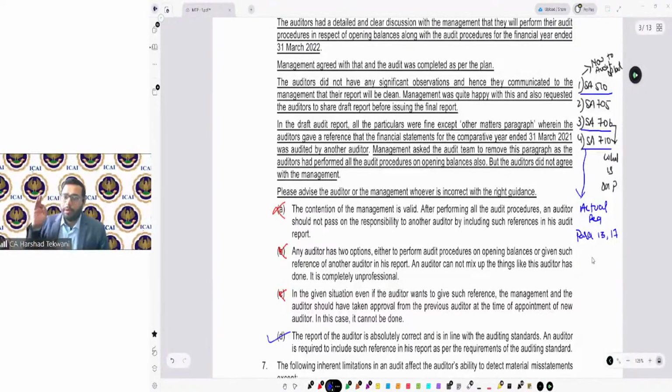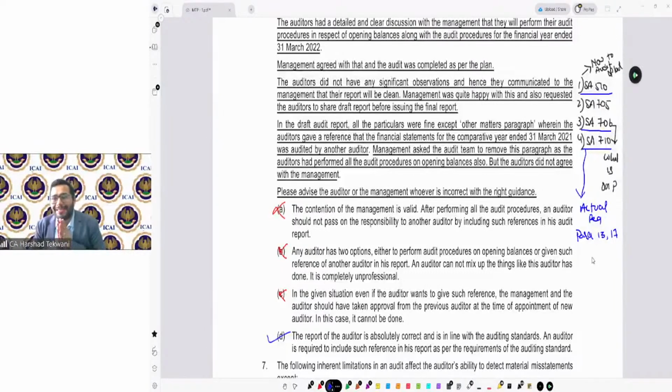So again, SA 710 provides that the auditor should disclose in the other matter paragraph. SA 710 specifies this, not 706, not 510. 510 talks about how to audit the opening balances when you are required to. SA 706 explains the emphasis of matter paragraph and other matter paragraph, what those paragraphs are, and for what reasons they can be used.